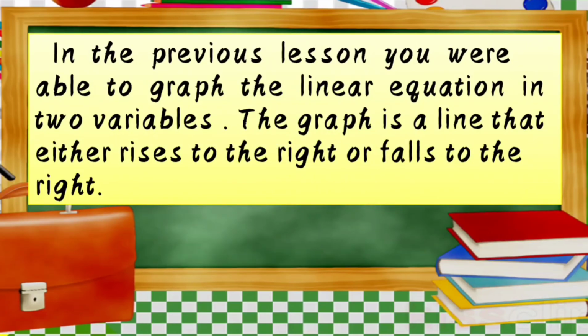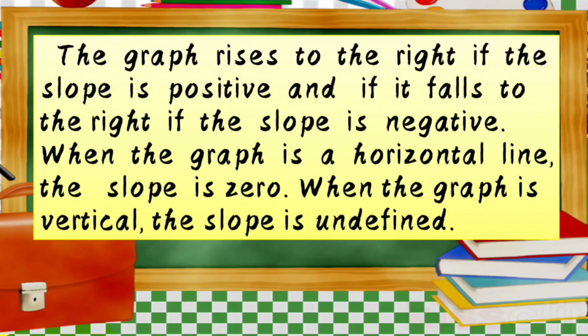Sa mga nakaraan na mga lesson, naituro ko na kung paano mag-graph ng linear equations in two variables. Pwede itong rises o pataas sa right or falls to the right. Ang graph rises to the right ay positive slope. If falls to the right, yan ay negative. At kung ang graph ay horizontal line, the slope ay 0. At kapag vertical, that is undefined.